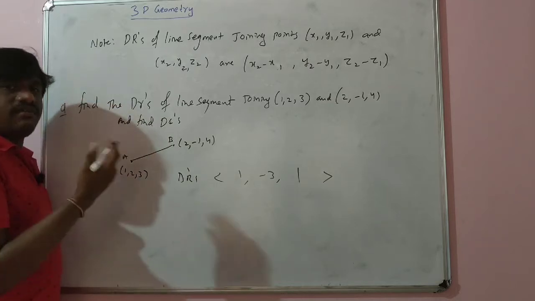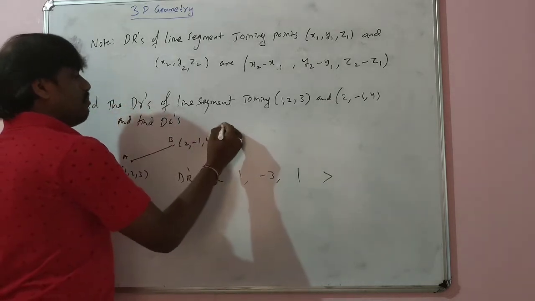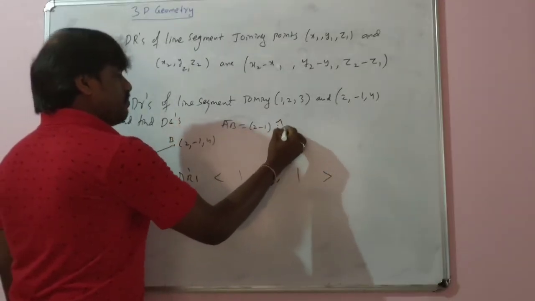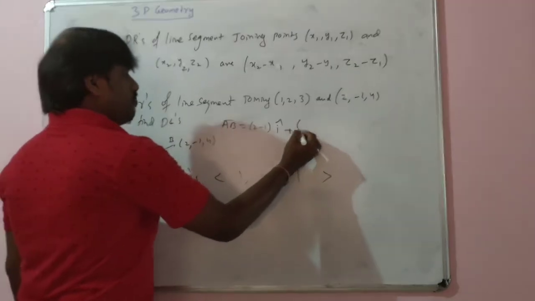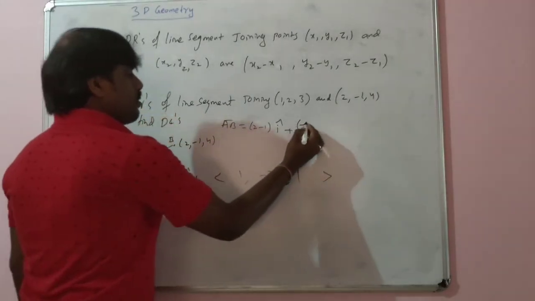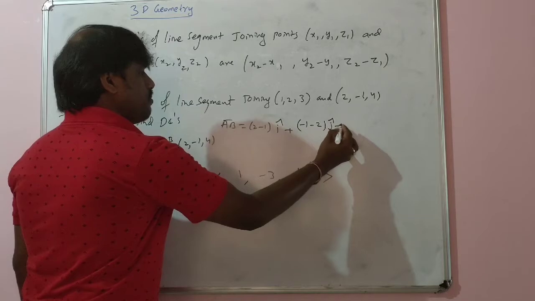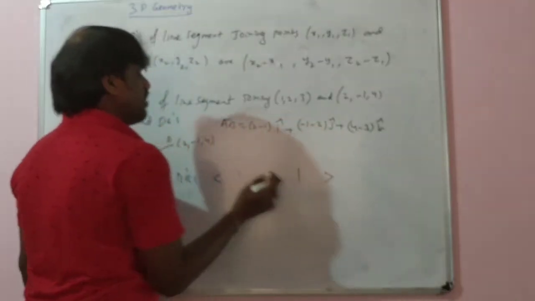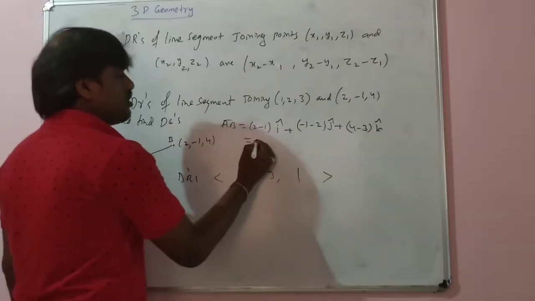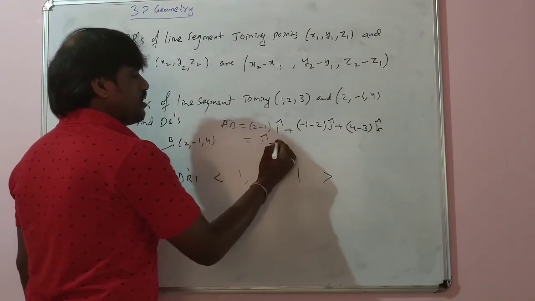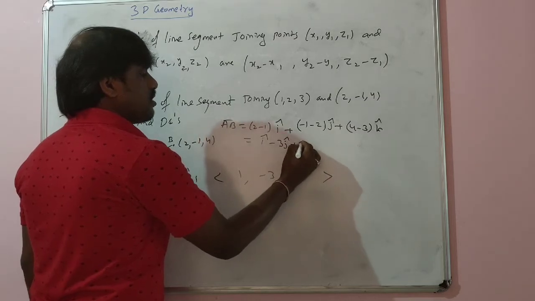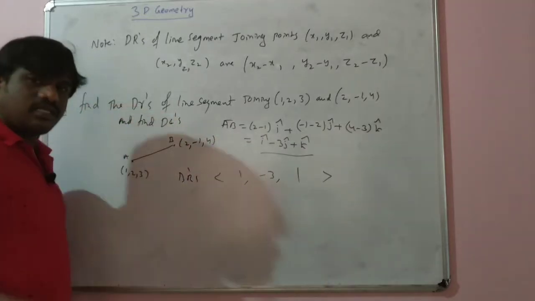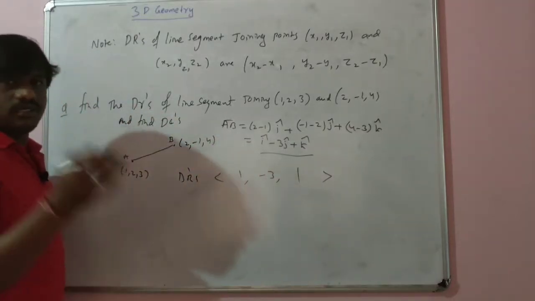Why do we call these direction ratios? Simply, what is the AB vector here? (2 minus 1) i cap plus (minus 1 minus 2) j cap plus (4 minus 3) k cap. When you subtract, you get the vector. So I am going to get i minus 3j plus k cap. So this is the vector, and the components of this are the direction ratios. That's very simple. You understood direction ratios now.